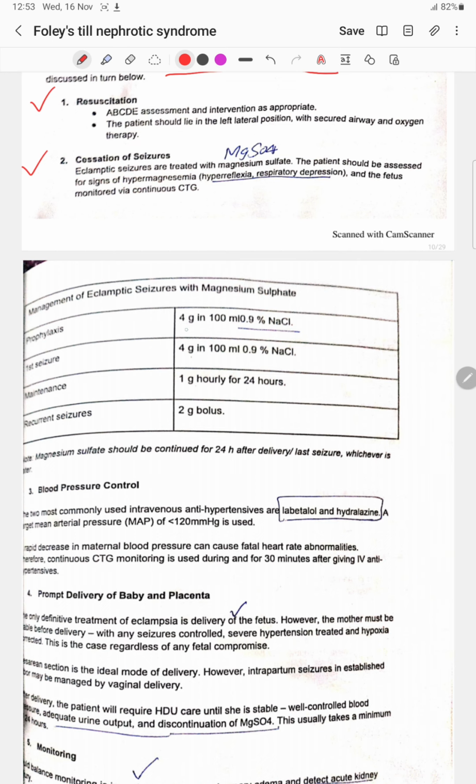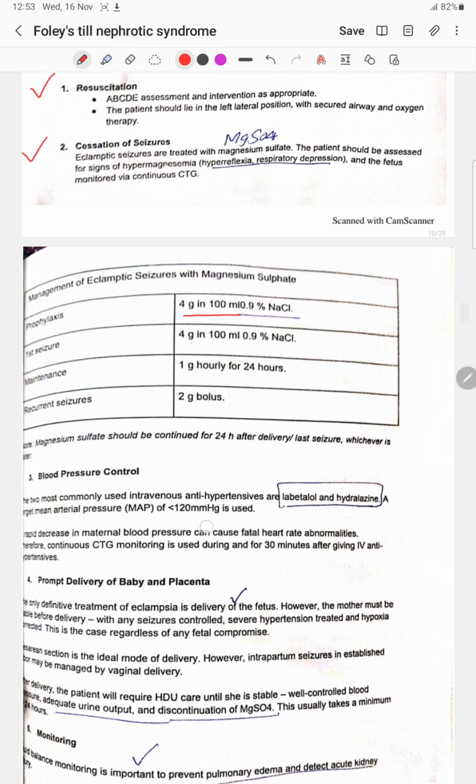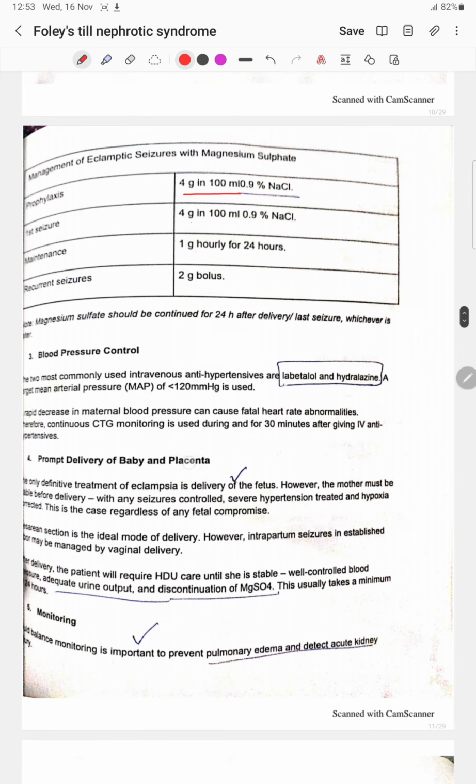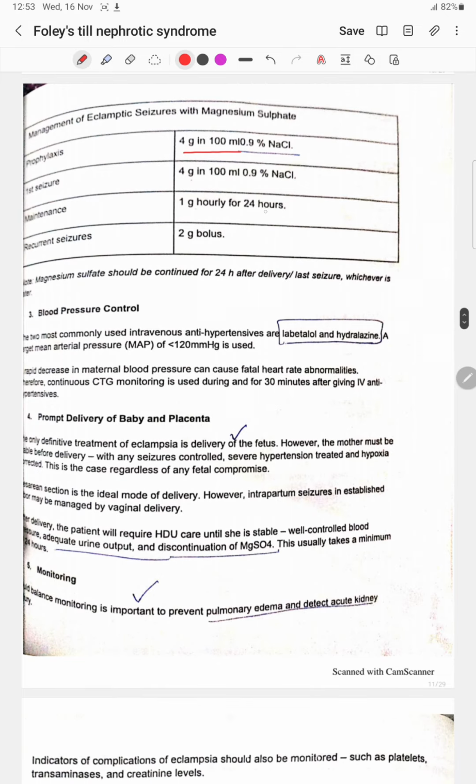The prophylaxis includes 4 gram in 100 ml of 0.9% normal saline. For the first seizure, 4 gram in 100 ml of 0.9% normal saline, and the maintenance dose is 1 gram hourly for 24 hours, and recurrent seizures include a 2 gram bolus. The magnesium sulfate should be continued for 24 hours after delivery or the last seizure, whichever is later.